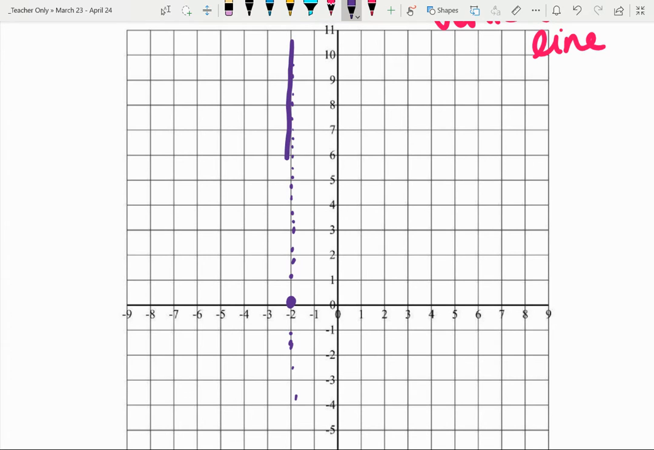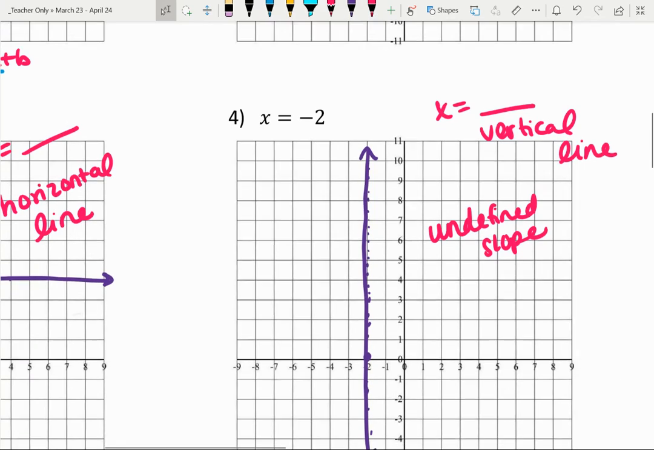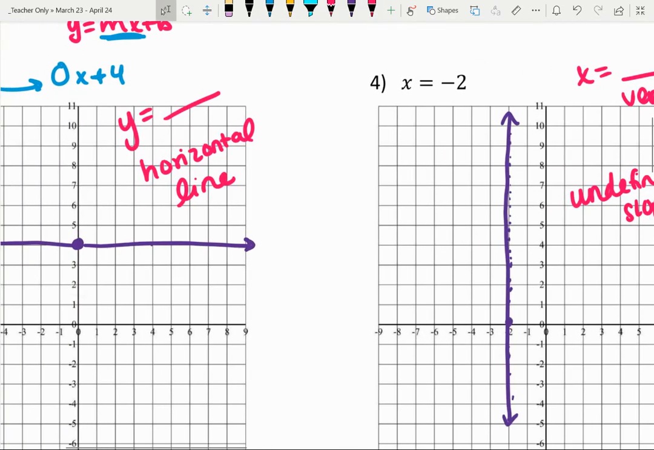So I'm going to carefully draw my vertical line. Ideally, you would use a ruler here. But the fact that every point on there has the same x value is what makes it match this equation here. And something else to think about is because there is no y in the equation, we actually have what's called an undefined slope. But again, if I was ever needing to graph a vertical line, I would use the form x equals a number.